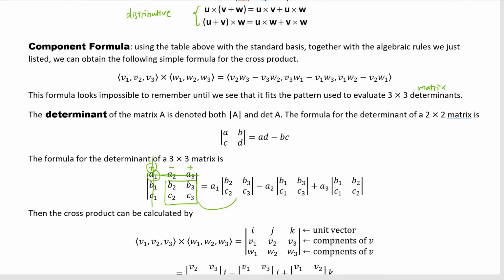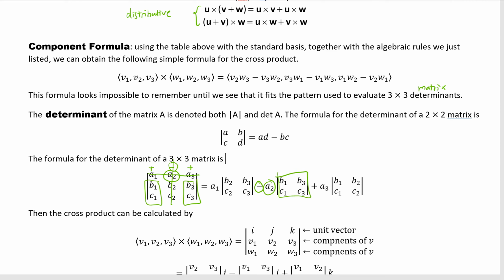So you put the determinant of this submatrix here. This is also called the minor. Next we have this minus sign, that's why we subtract A2, and then we multiply by the determinant of the submatrix obtained by deleting the first row and the second column. So that's B1, C1, B3, C3.